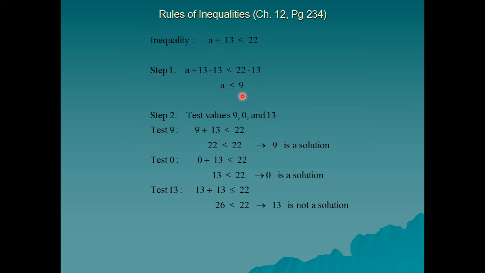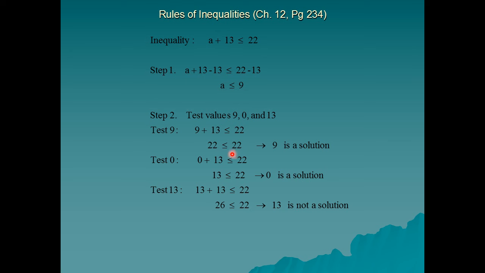So we check a couple of things here for you in step 2. Look at this. I selected values randomly. I picked 3 values. You don't have to pick these 3; you can select another 3. One is 9, one is 0, one is 13. Now I plug in 9 here, which makes it 22 less than or equal to 22, which is right. So that means 9 is a solution, right?